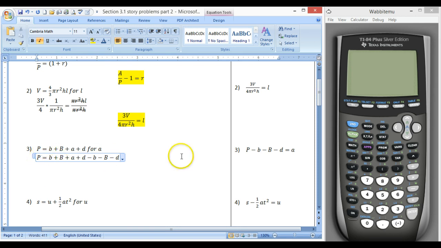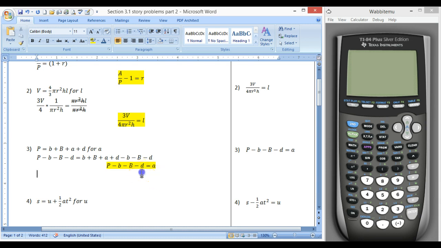But if I do it on the left side, I must also do it on the right side. So I'm going to minus a lowercase b, an uppercase B, and a lowercase d. Lowercase b minus b cancels, capital B minus capital B cancels, lowercase d minus lowercase d cancels, and I am left with, only on that side, a. There we go. A equals P minus lowercase b minus capital B minus lowercase d.